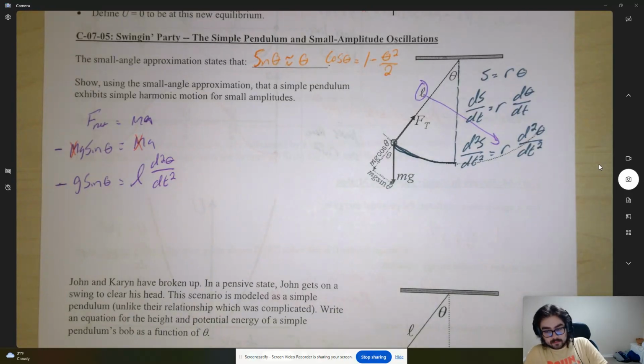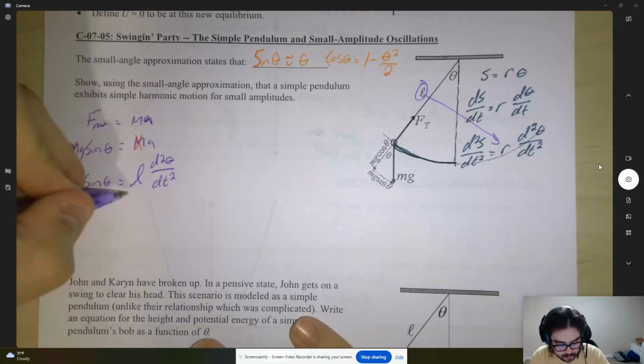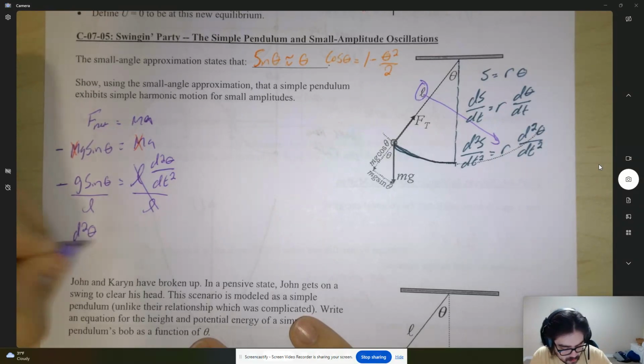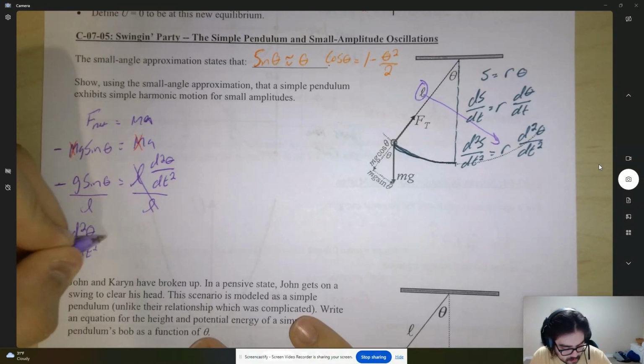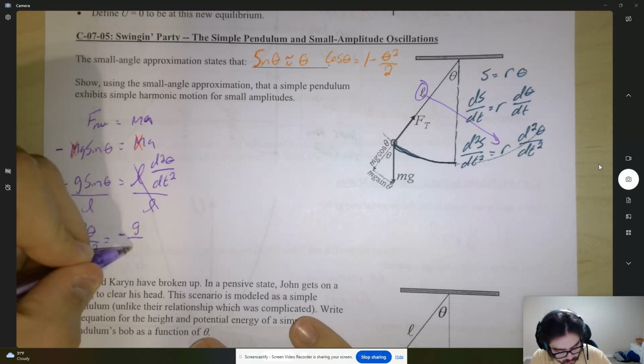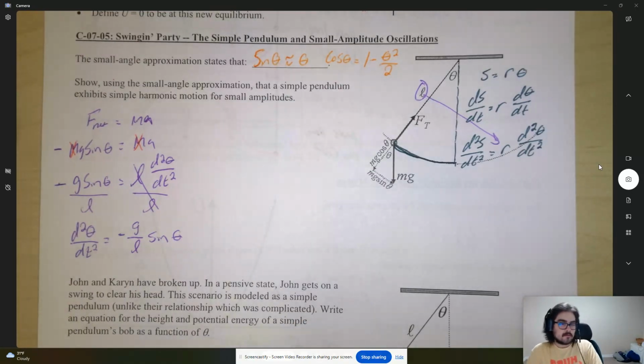Now, there's one more thing I need to do. If I divide by L on both sides, you're going to see something kind of familiar happen. And I end up getting d squared theta over dt squared equals negative g over L sine theta. Huh. Does that look familiar? Oh, wait, it doesn't look familiar yet.